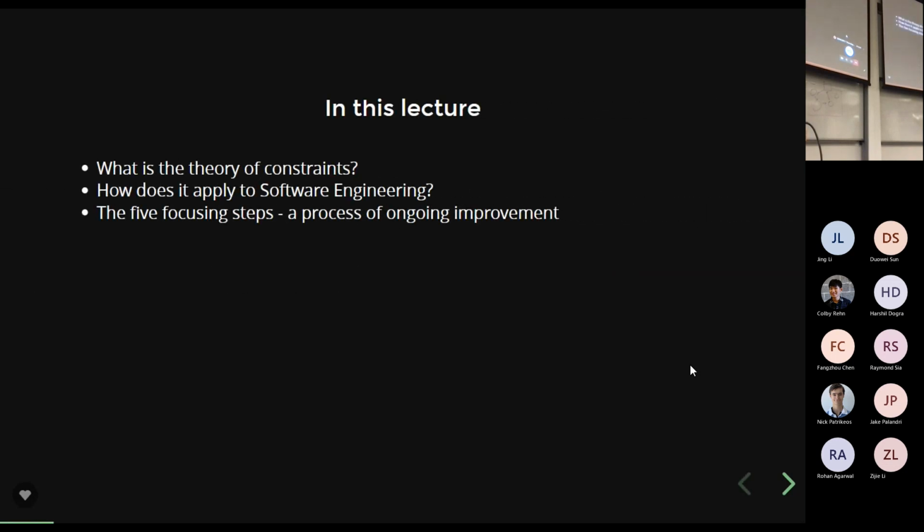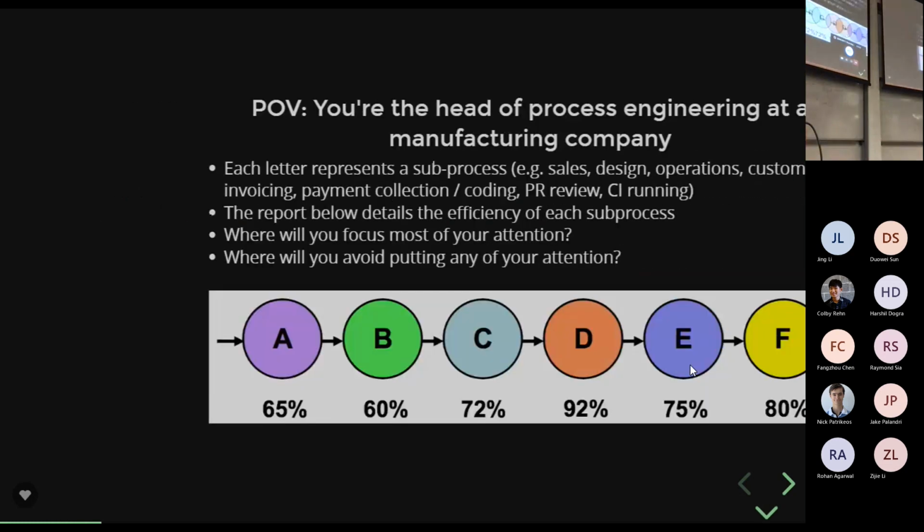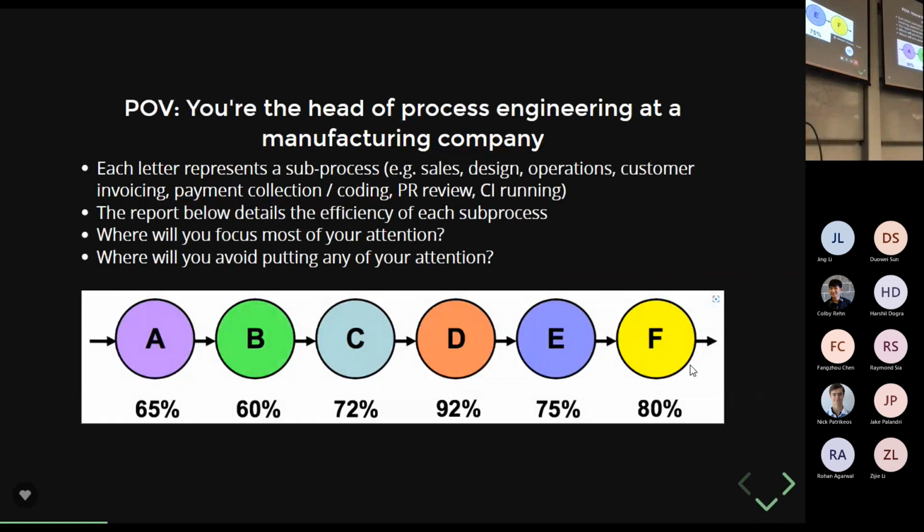Okay, so we're going to talk about what is the theory of constraints, how does it apply to software engineering, and the 5 focusing steps, which are a process of ongoing improvement. Okay, you're the head of process engineering in a manufacturing company. Your job is to oversee all the processes that take place and make them as optimal as possible. I'm just going to move this out of the way so you can see.